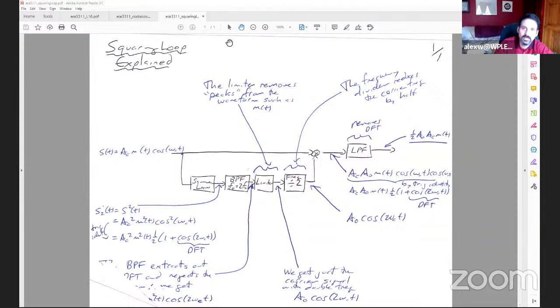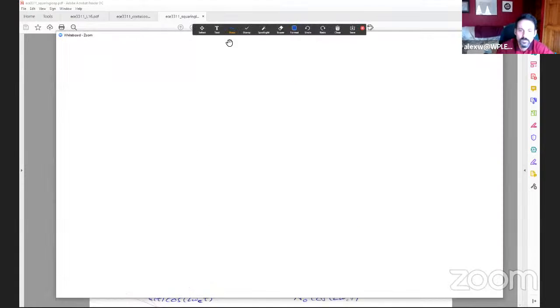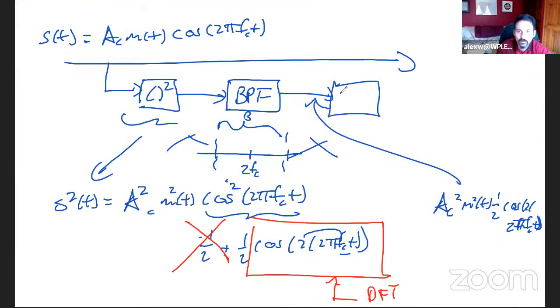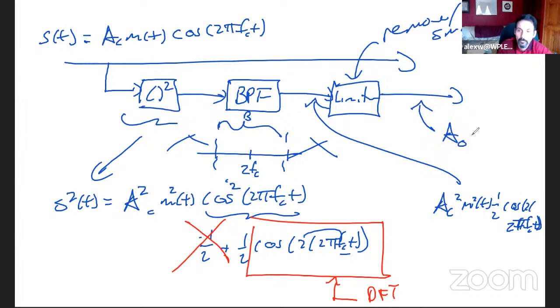So there's this thing. It goes into the limiter, and the role of the limiter is to smooth out m of t, or m of t squared. So what we get at the end of the day is some constant, A naught, cosine 2 pi fc of t, right? Another way of writing this is A naught cosine 2 pi 2 fc of t. Okay, there's my double frequency term.